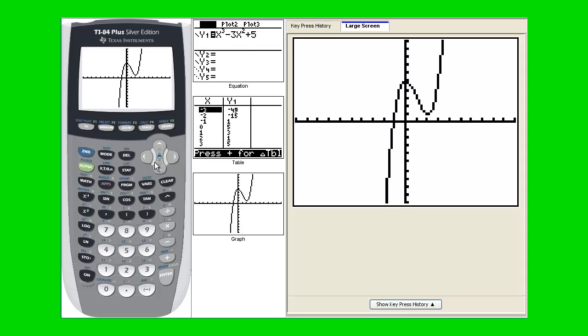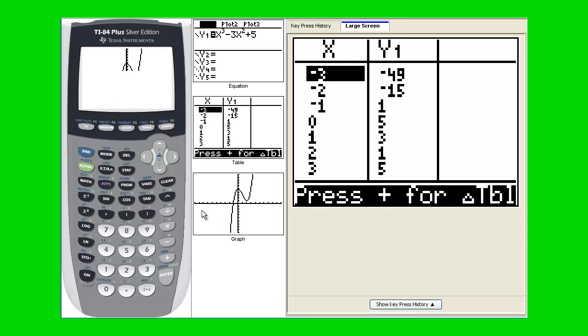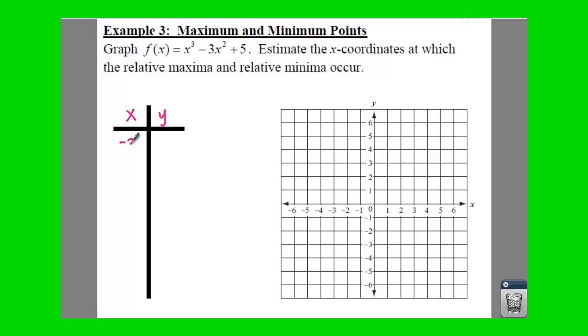Oh hey, looks like we might be able to find some min or maxes. Let's see if we can go between -3 and 3. That should give us our curves in here. So let's go second table, and we're going to type in these numbers on our table. From your x values from -3 all the way up to 3, when you type these in, you get -49 for your y. Here you get -15. -1, you get a 1. 0, 5. Hey, that looks like a y-intercept. 1, 3. 2, 1, and 3, 5.